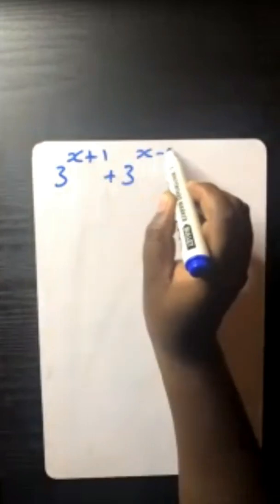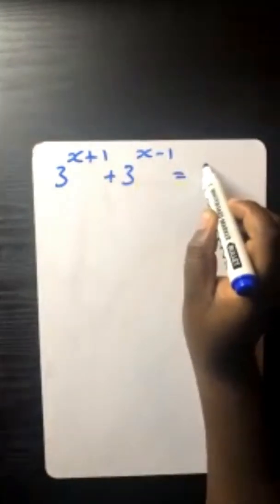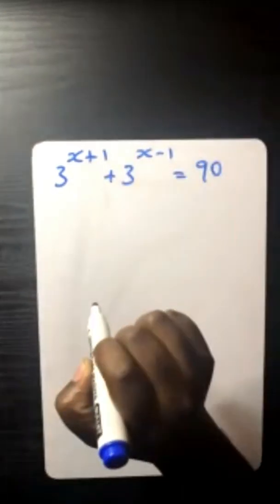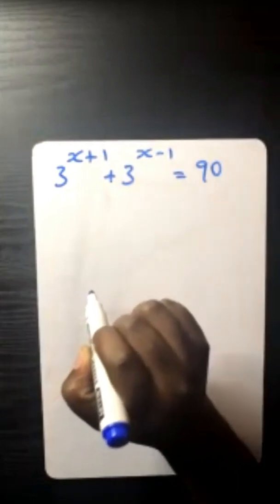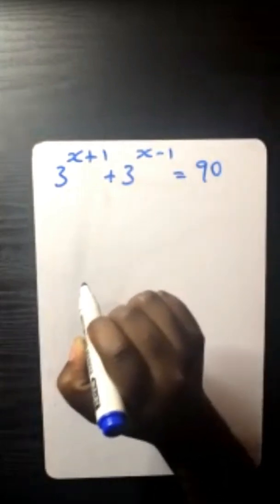So let's now move to the other problem. Remember, this lesson has been recorded. You can always catch up at a later stage. So we've got 3 to the exponent x plus 1 plus 3 to the exponent x minus 1, which is equal to 90. So what is our first step?